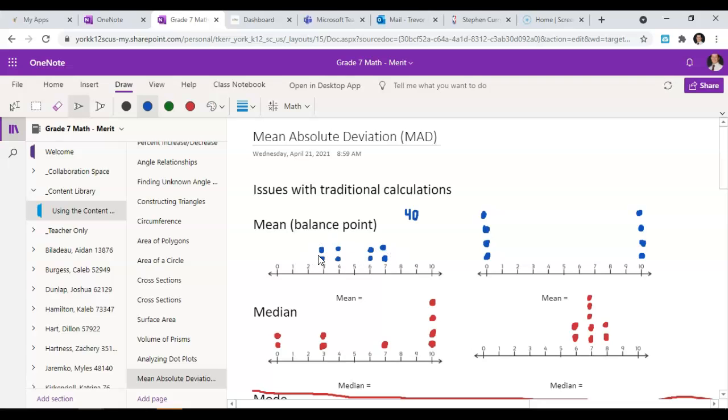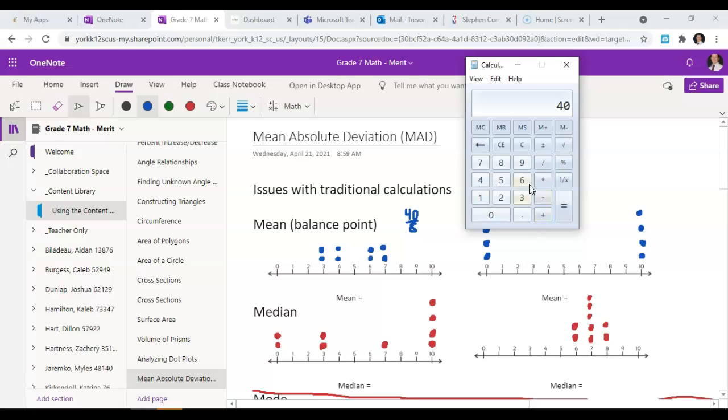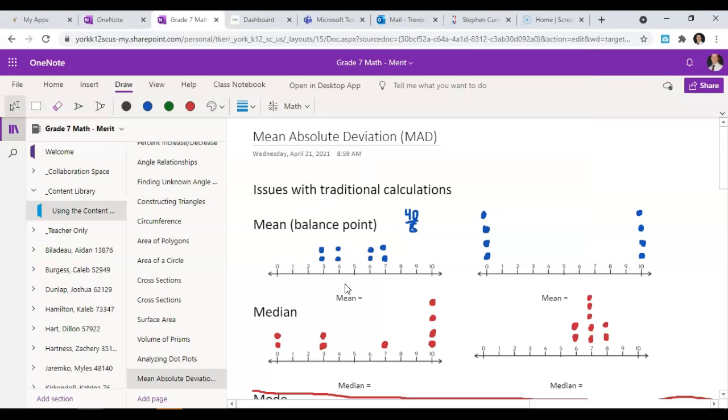and so now we need to divide by however many there are. So I count them up: 1, 2, 3, 4, 5, 6, 7, 8. So the mean here is 40 divided by 8. If you're good with your mental math, 40 divided by 8 might be one you remember. If not, type it in. There you go, 5. So the mean, or the average of this first dot plot, is 5. Okay. Good. And the next one here looks a lot different.